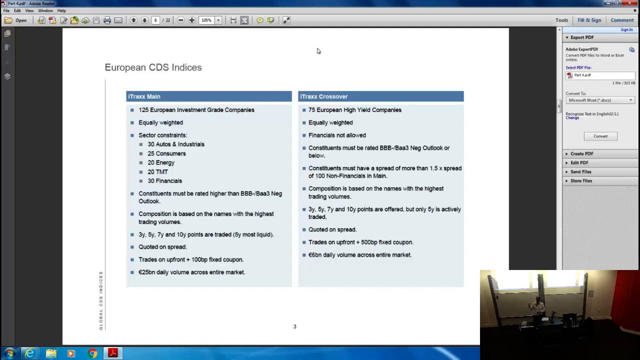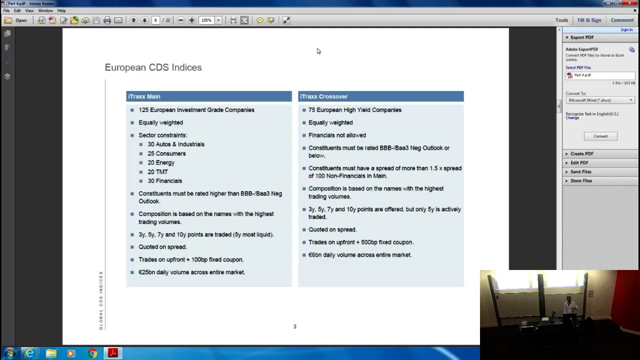That is 75 single name CDS contracts. So Main has 125, crossover has 75, and we don't have the kind of sector constraints that we have in the Main index. So basically anything that is high yield and has a CDS trades in that index. Again, we don't really have financials in that index, so it's very much a corporate bond index focusing on the high yield space.